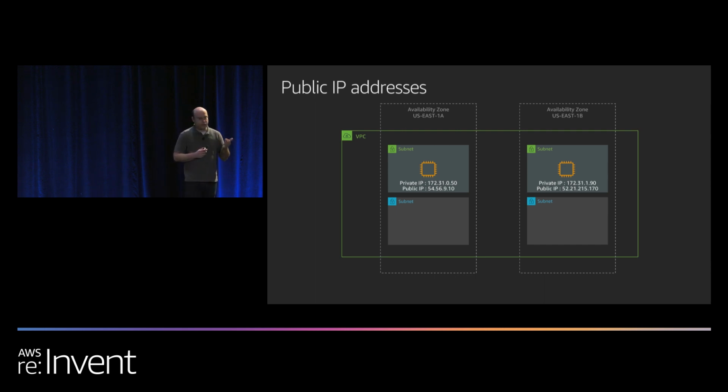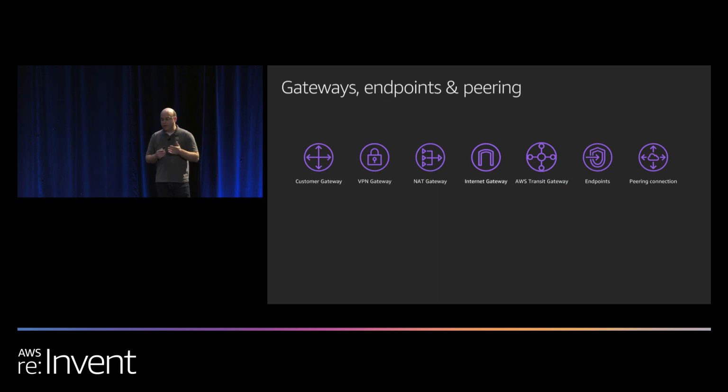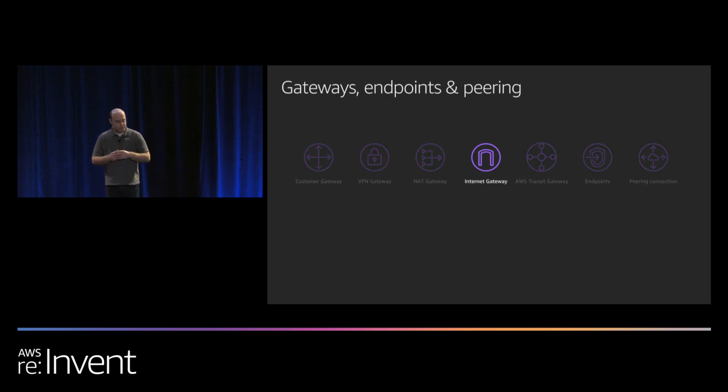These have internal private IP addresses, and they have these public IPv4 addresses. How does this translation between the internal IPv4 and the external IPv4 address occur? Obviously, as Steve mentioned, that 172 address will not route on the internet. We need to use these 54 or 52 dot addresses. This gets us to the notion of gateways, endpoints, and peering, and we'll have a lot to say about this during the course of the presentation.